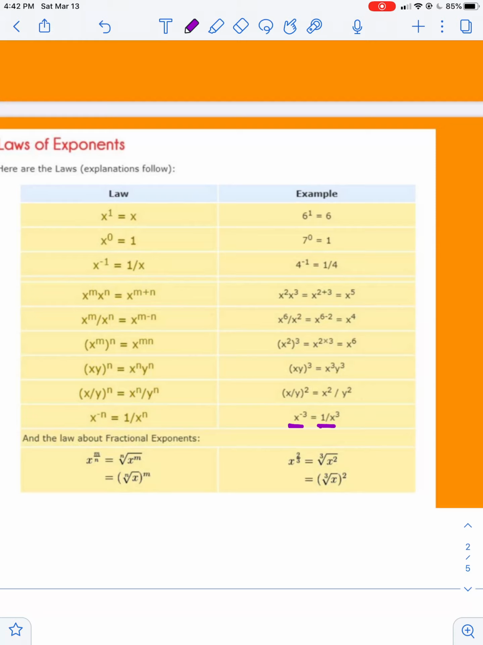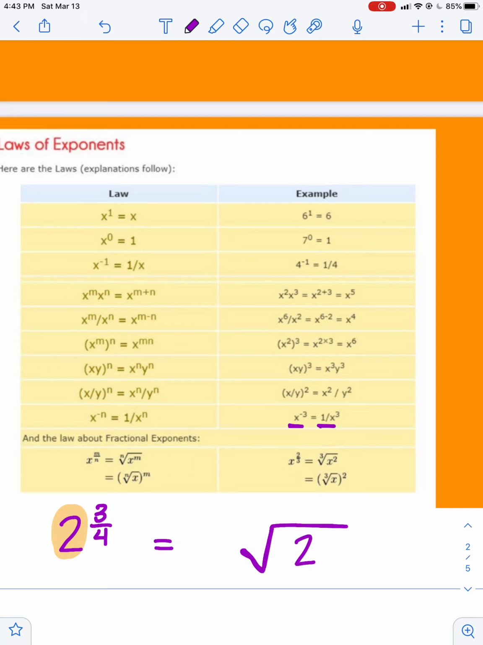Now, fractional exponents are a little more confusing. So if you have x to the m over n, so I'm going to write out an example. So if I were to have 2 to the 3/4, what you're going to do is go ahead and draw the square root symbol, and you're going to put the base, which in this case is the 2, in there.